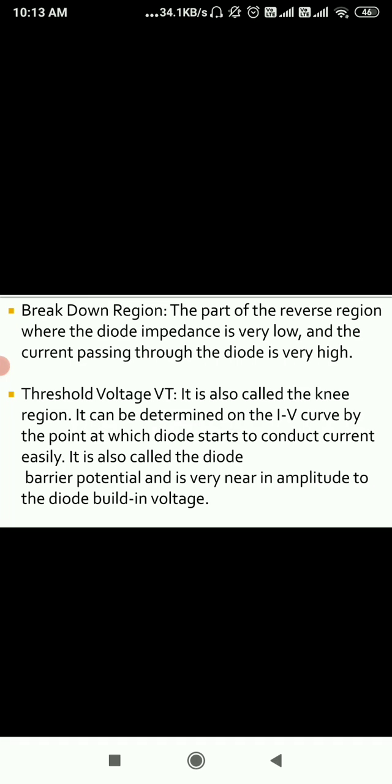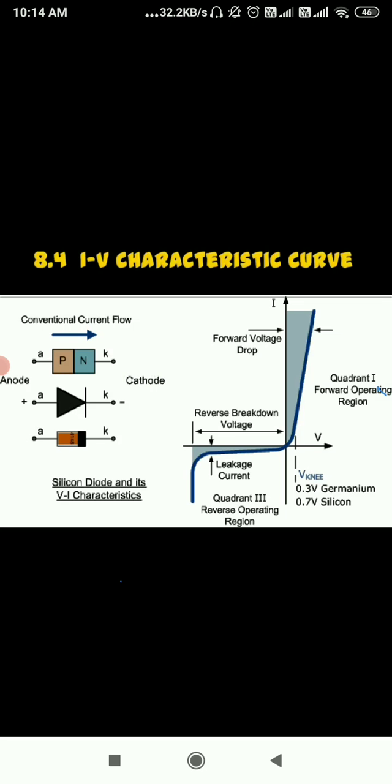Which region do we call the breakdown region? It is a part of the reverse region. This is also a part of the reverse region. In the reverse region where you get very low diode impedance, the amount of current goes very high. You can see the diagram here. This region where the value of current suddenly increases, we call the reverse breakdown region.